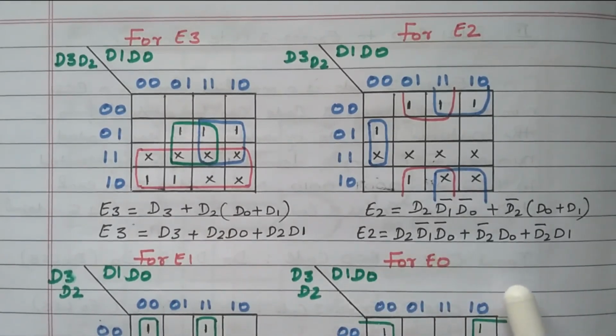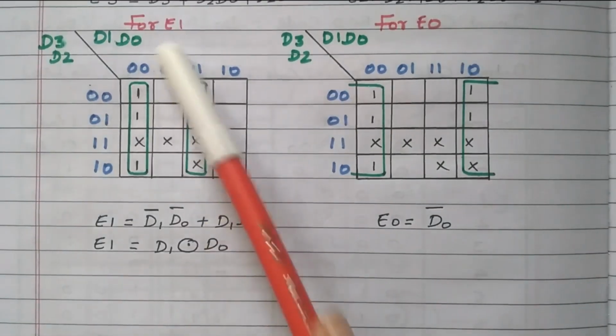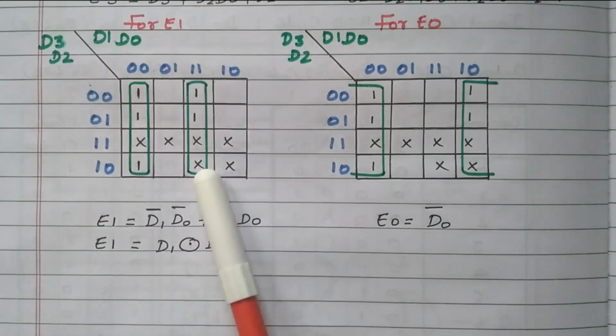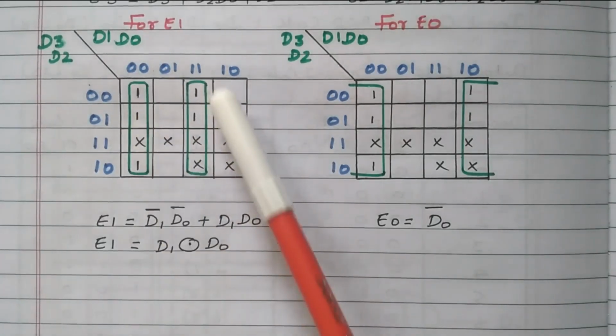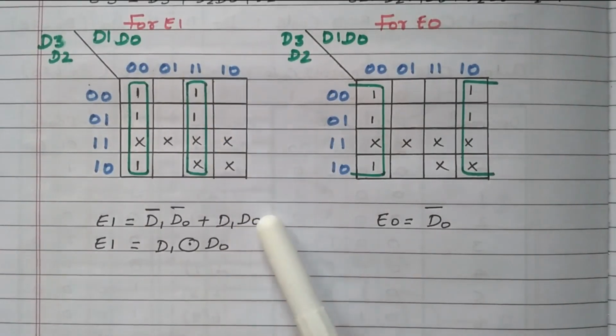Now we'll go to the expression for E1 and E0. E3 and E2 is completed. We'll go to E1 and E0. So for E1, again we discussed these three are don't care conditions. The other 5 ones are available. So 1, 2, 3, 4, 5. These 5 ones are marked together.